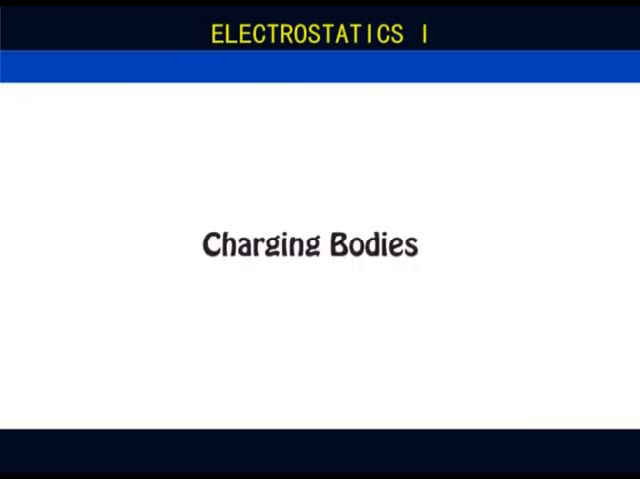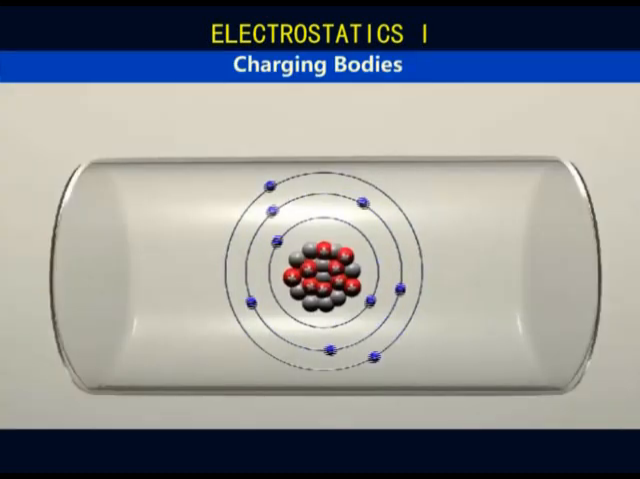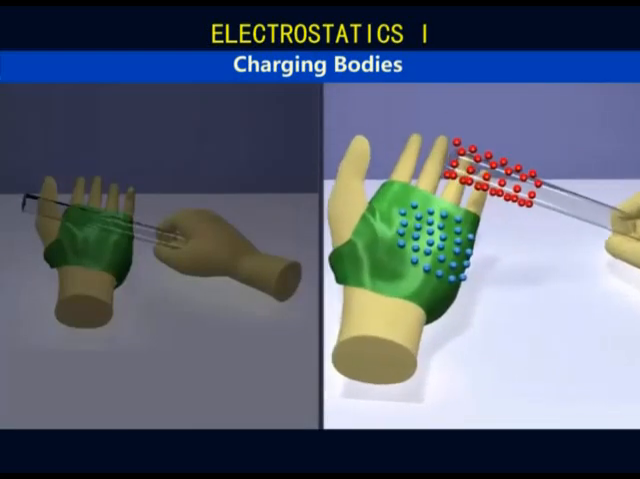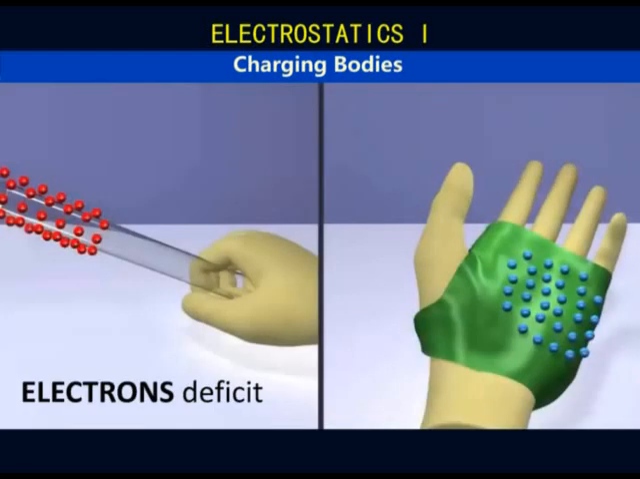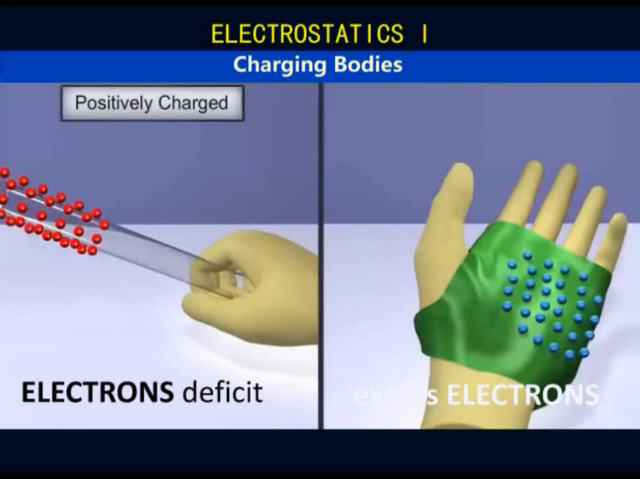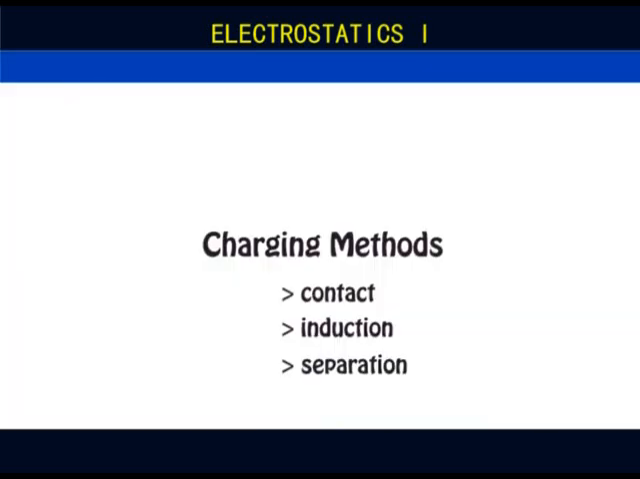Next, we look at charging bodies. So, we've seen how bodies acquire charges by either gaining or losing electrons. When rubbed, the glass rod loses some of its electrons to the silk cloth. This deficit of electrons makes it positively charged, while the excess of electrons makes the silk cloth negatively charged. This is charging by friction. Neutral bodies can also be charged using already charged bodies. There are three methods of charging: contact, induction, and separation.